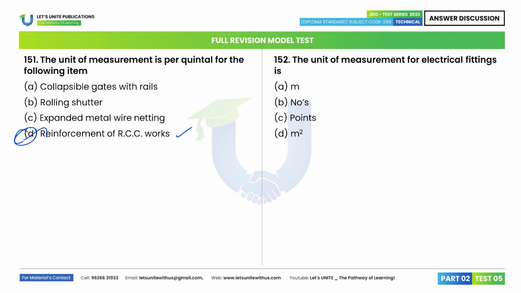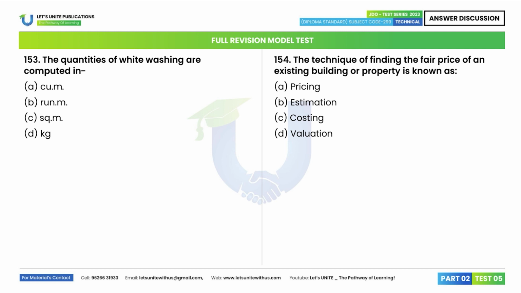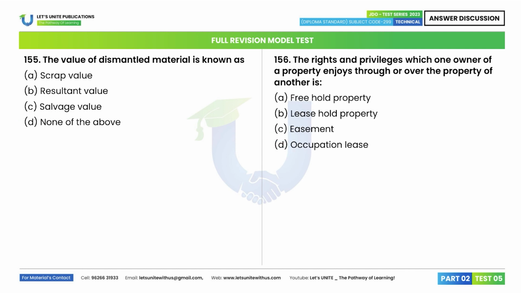Next 152. Unit of measurement for electrical fittings is points. Option C. Next 153rd question. The quantities of whitewashings are computed. Whitewashing we take in square meter. Option C. Next 154. Technique of finding the fair price of an existing building or property is known as valuation. Option D. Next 155. The value of dismantled material is known as scrap value. Option A.